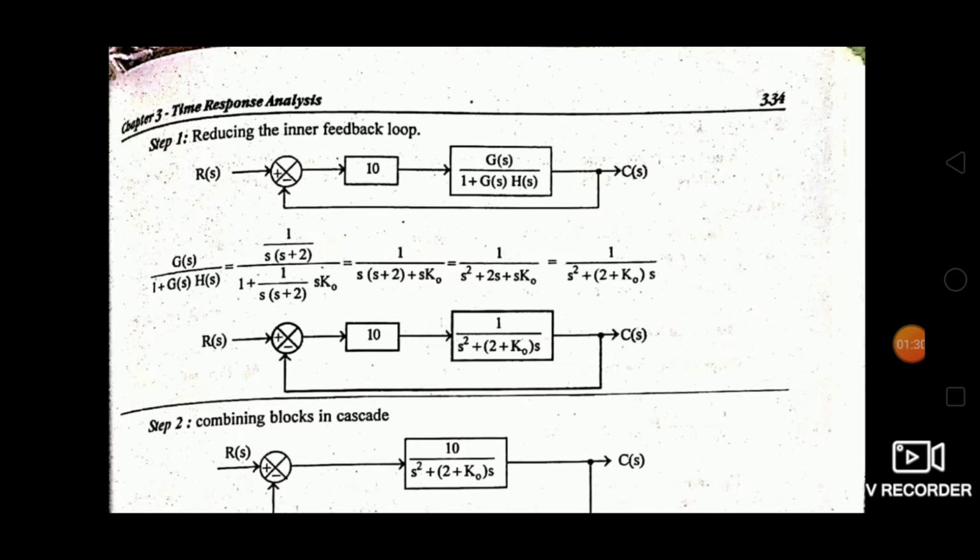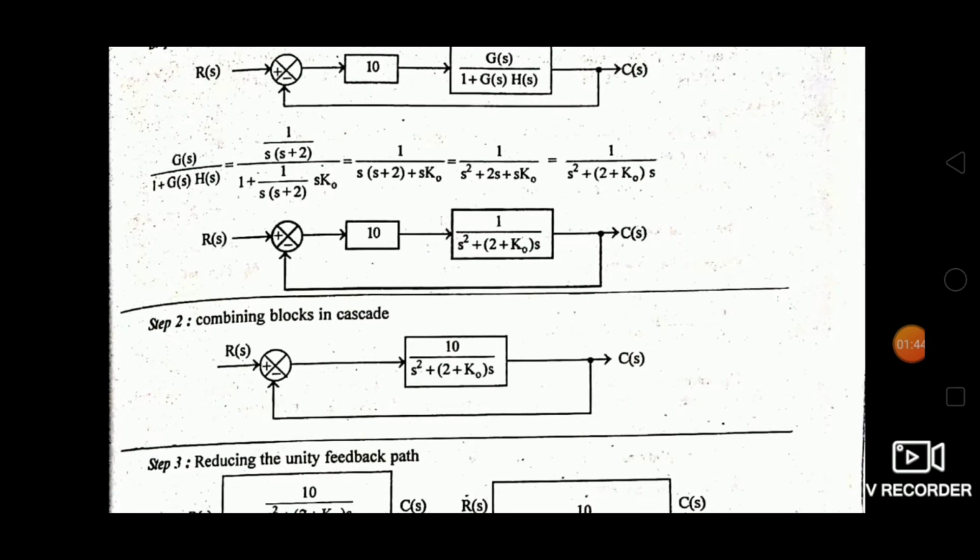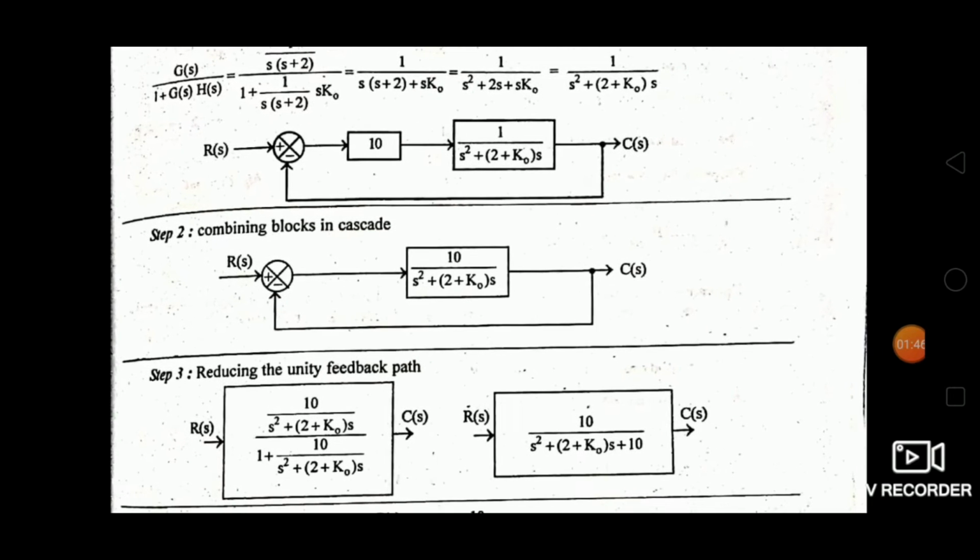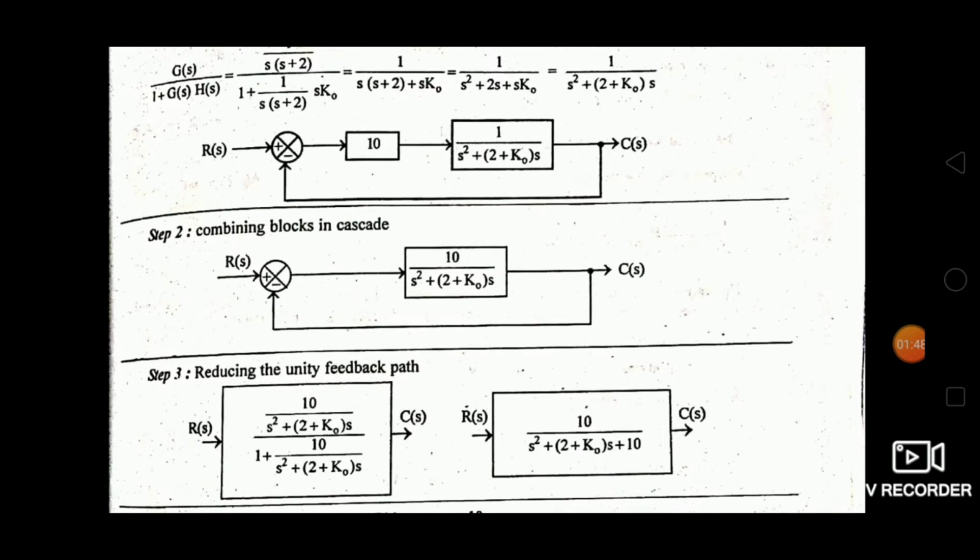G of S by 1 plus G of S H of S we have to calculate, then we will get 1 by S square plus 2 plus K naught into S. Substitute here, then multiply by 10, then we will get like this. Then calculate the unity feedback system, that is G of S by 1 plus G of S, 10 by S square plus 2 plus K naught into S, by 1 plus 10 by S square plus 2 plus K naught into S.